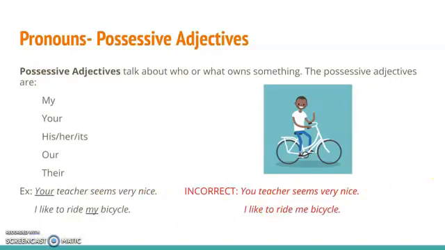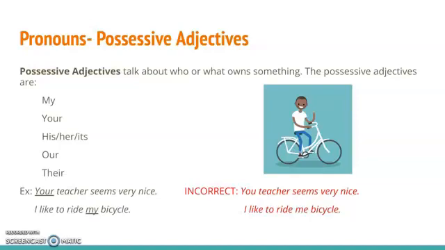Possessive adjectives talk about who or what owns something. So again, this is probably something that you've learned in English class before. And these possessive adjectives are my, your, his, her, its, our, and their. Your teacher seems very nice. I like to ride my bicycle. Incorrect versions of these sentences, you teacher seems very nice. I like to ride me bicycle. Would be incorrect because of how they are being used in the sentence.